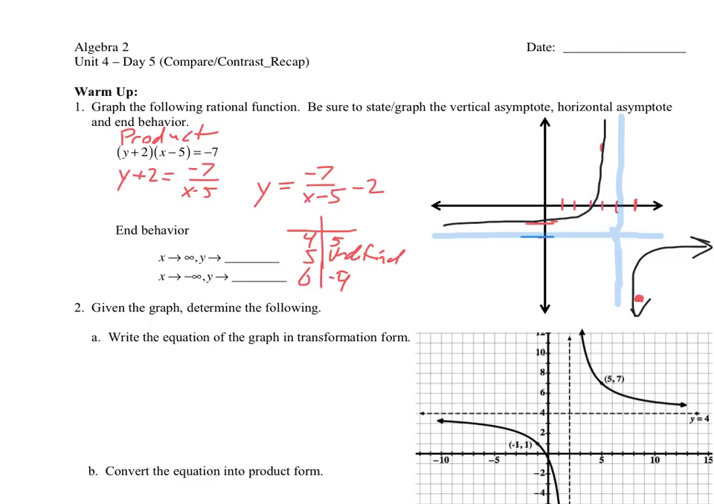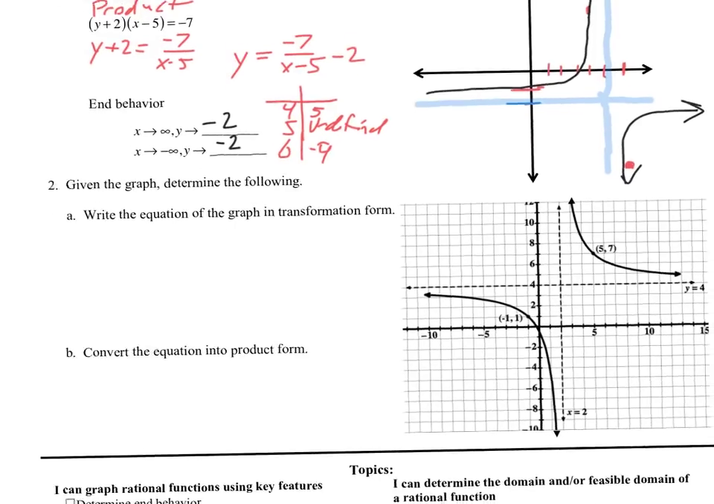And that's our graph. So the end behavior as this graph approaches infinity in either direction is going to be negative 2. So this is just another variant on what we've seen, but not going to be assessed.